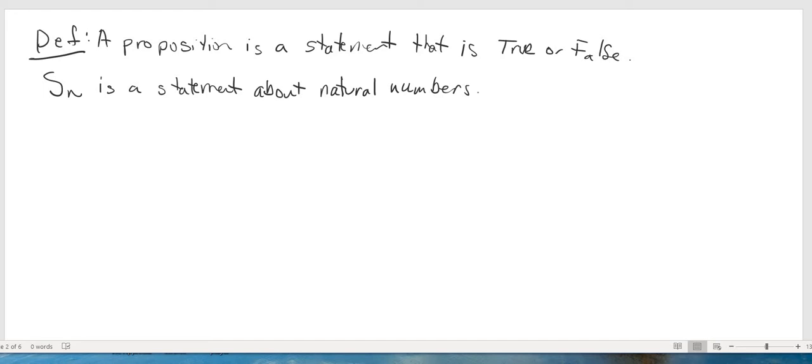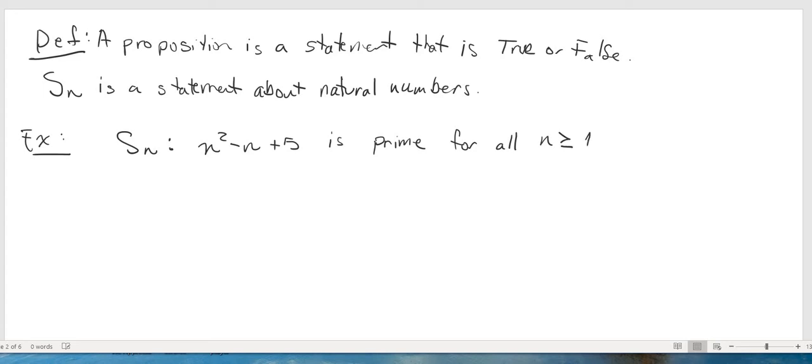Alright, so let's take an example. Let's see, Sn, this is my statement. My statement is that if I have this expression, n squared minus n plus 5, this is always going to give me a prime number. So n squared minus n plus 5 is prime for all n greater than or equal to 1.